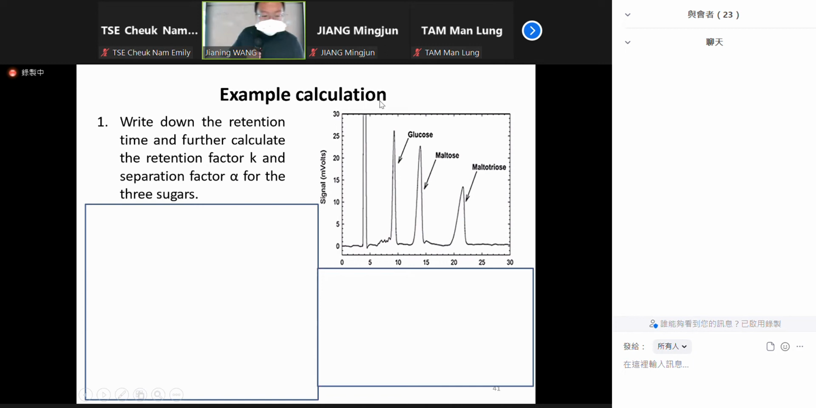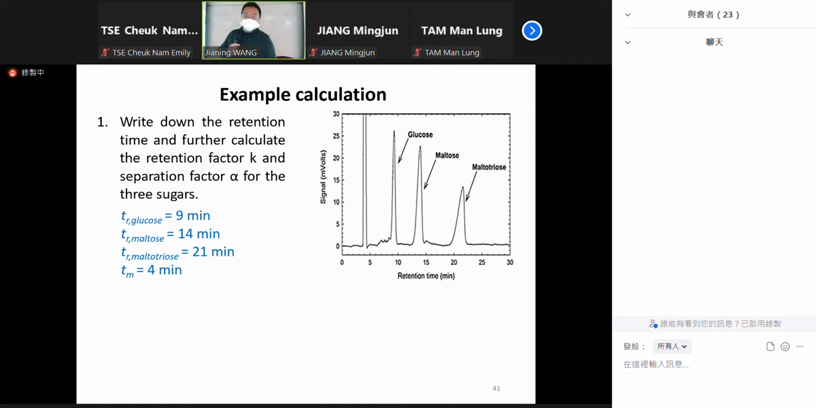Okay, so let's do some quite simple calculations. We have a spectrum. Actually, we can get a lot of information from the spectrum, but the instrument simply records the time-dependent signal. We just get the intensity of the peaks and the retention time. So from this, let's calculate the retention factor and the selectivity factor, also called the separation factor.